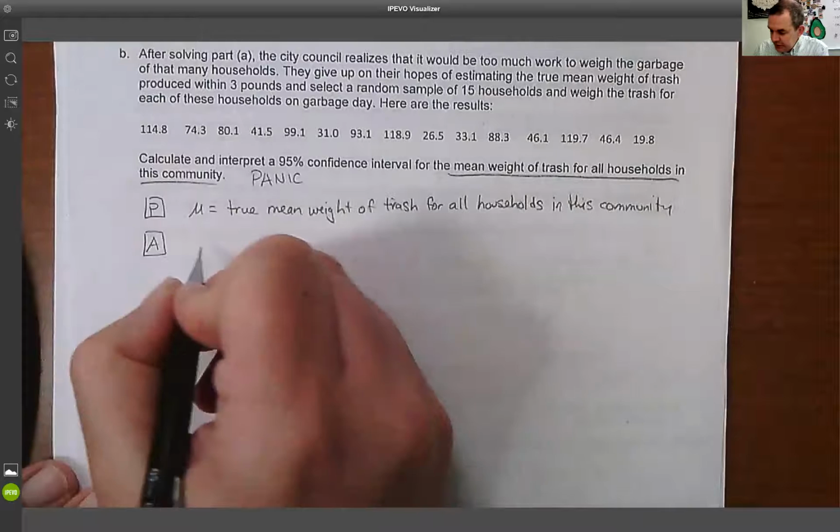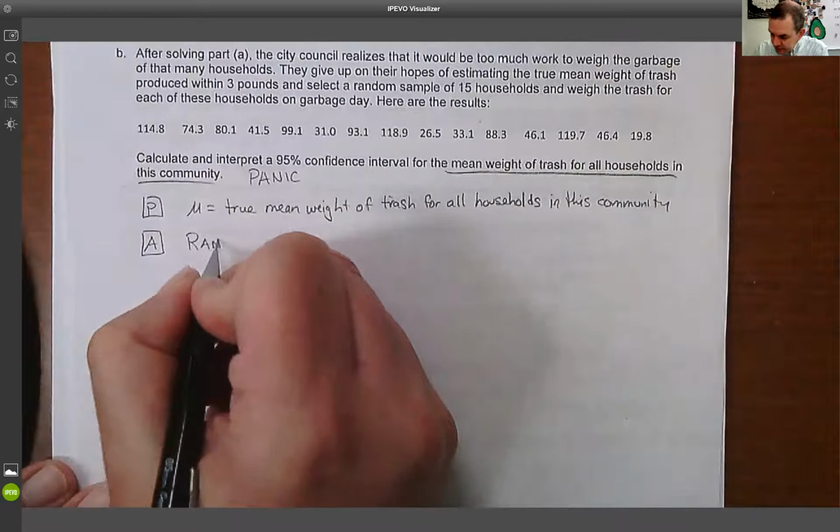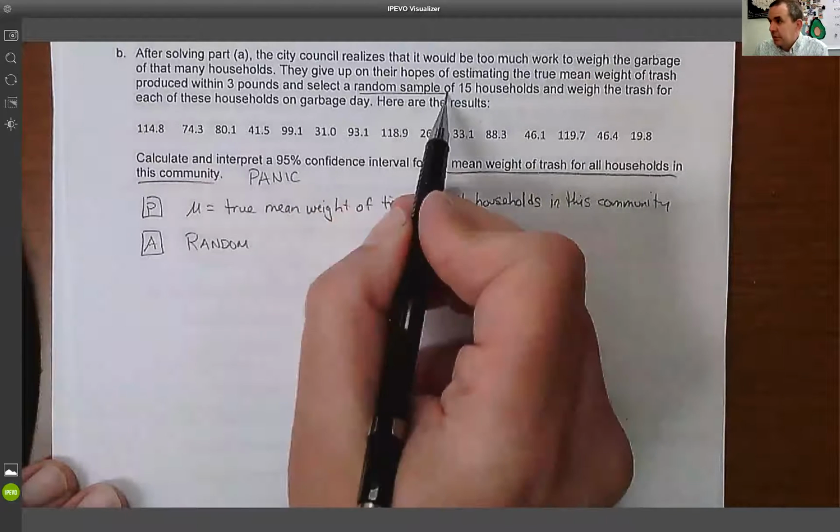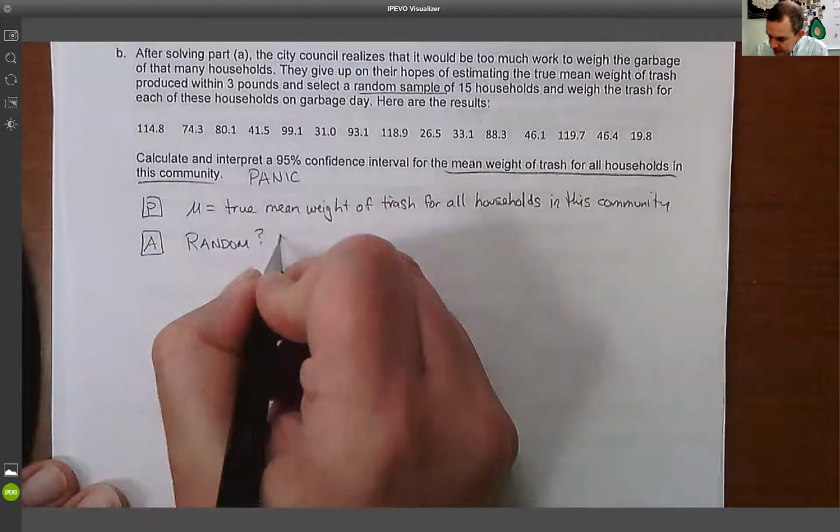Okay, first thing I want to do is I need to check random. When I look at this, I go through, I look at it, I see random sample. So that tells me state's random.